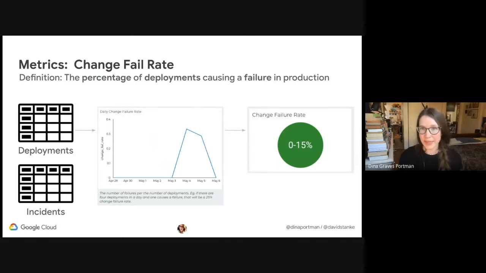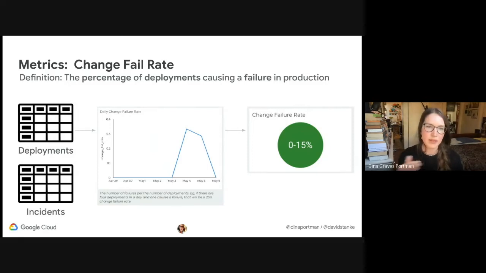So this is a rate. Our denominator is the total number of the successful deployments, and our numerator is the total number of incidents. So to get this metric, we need to know two things: how many deployments were attempted and how many resulted in failures in production. And the challenge here is that ideally we can have a direct association between these incidents and deployments. Like, we will know that there was a root cause and it was this deployment.